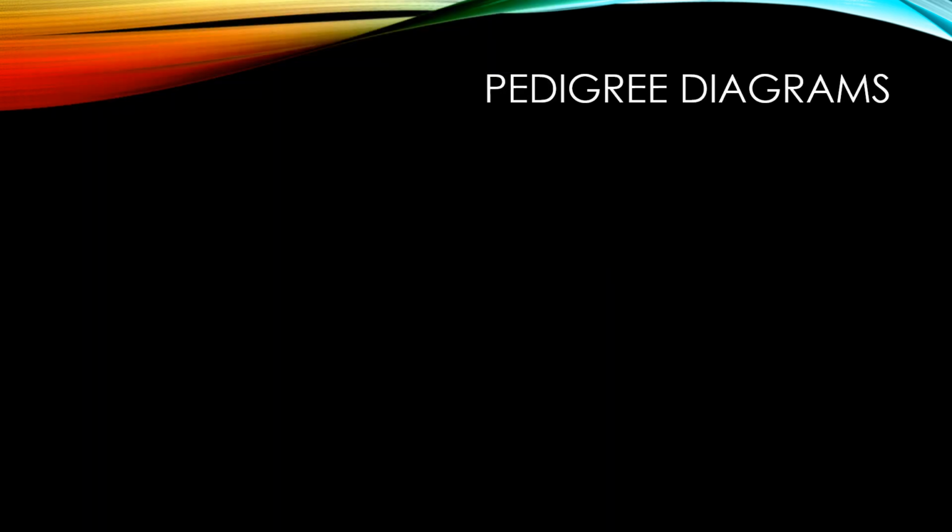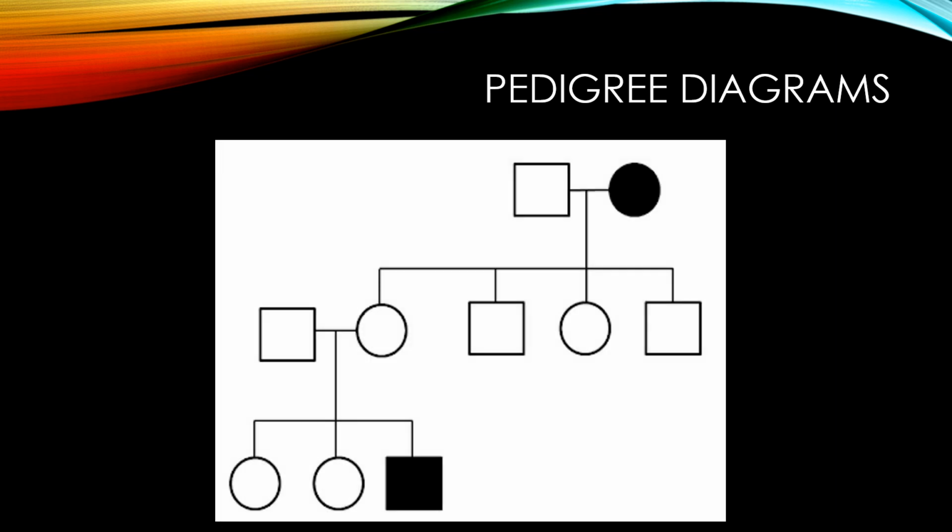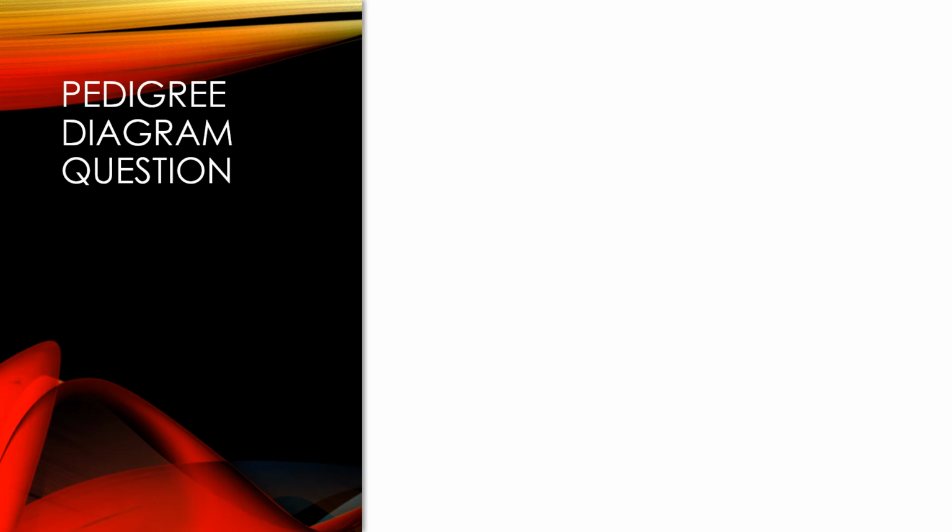Another thing people find difficult are pedigree diagrams. These are diagrams which show how characteristics and conditions pass through family trees. And again, it looks a bit like this in exams. What they'll do is tell you a bit about a disease, and they'll ask you to work out, for example, the chances of somebody having a particular disease. I'm going to do a worked example here.